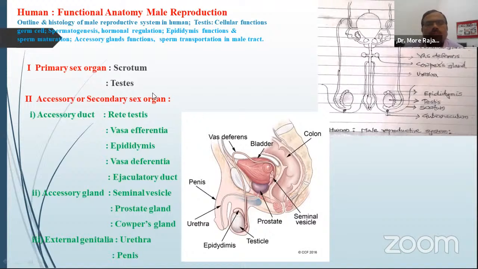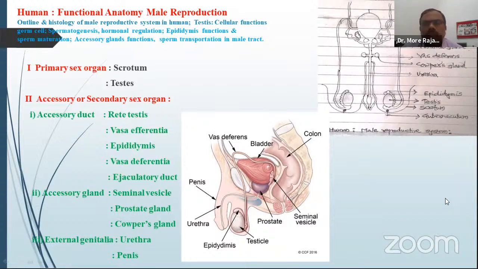When you come to the accessory or secondary sex organs, they include the accessory ducts. Various ducts are shown here. For example, the duct which is coming from the testes is called the vas deferens. Then, surrounding the testes, a C-shaped structure is present. It is called the epididymis. Then the ejaculatory duct is also there.